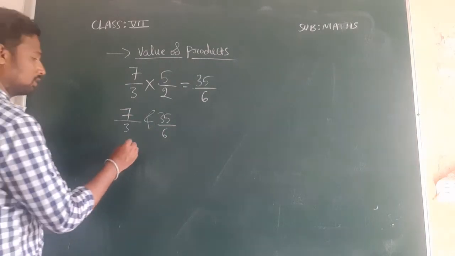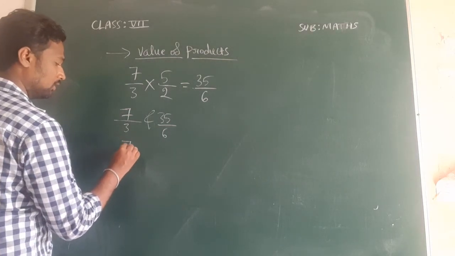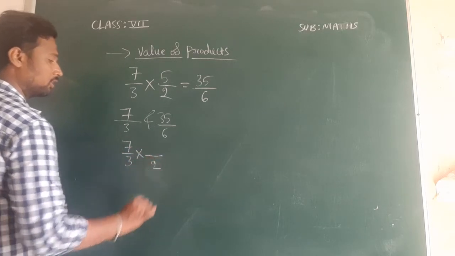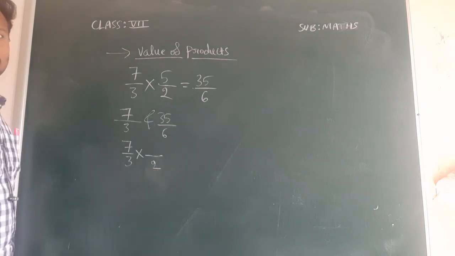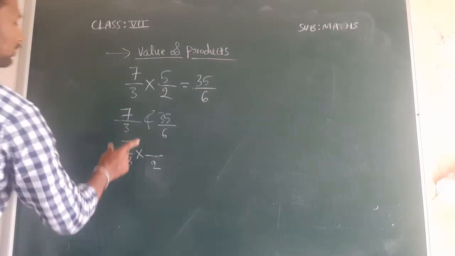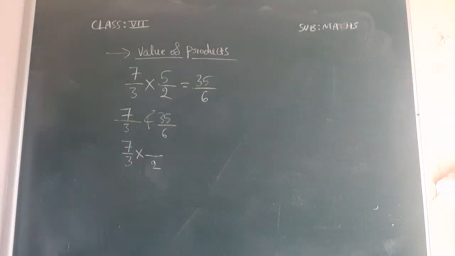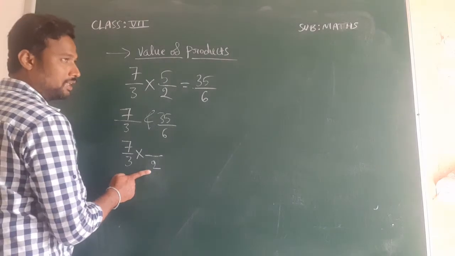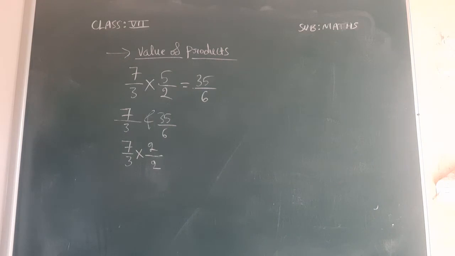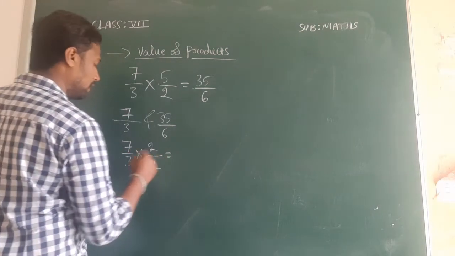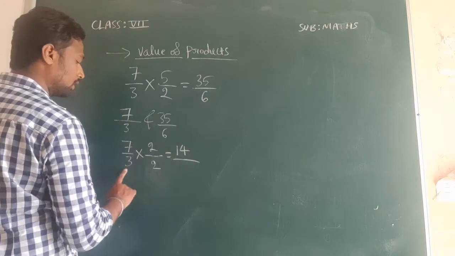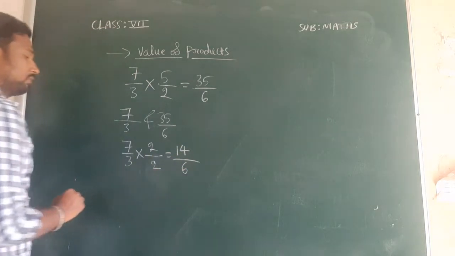So 7 divided by 3, I will write here 7 by 3. I will multiply this denominator value with 2, because 3 into 2 means 6. I want to make both the denominator values the same, because we want to compare. So if you multiply the denominator with 2, then in the numerator also we have to multiply with 2. Now 7 into 2 means 14. Next 3 into 2, 6.